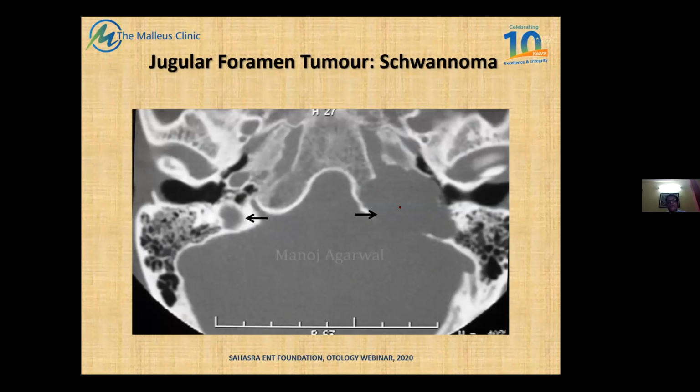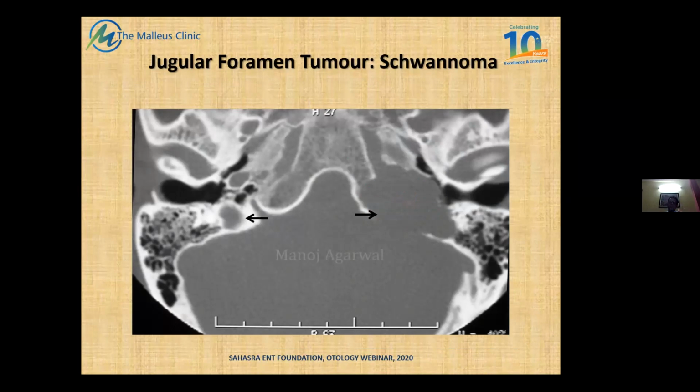It has eroded bone, no doubt about that. It's much more smoother. It appears much better lobulated, and it is a homogeneous shadow. So this is a jugular foramen schwannoma. Now, whether it's arising from the 9th nerve, the 10th nerve or the 11th nerve, it's very difficult to say. I might be able to ascertain from the symptoms, but not necessarily.